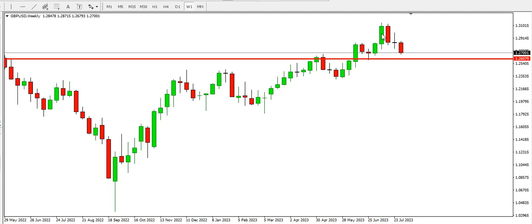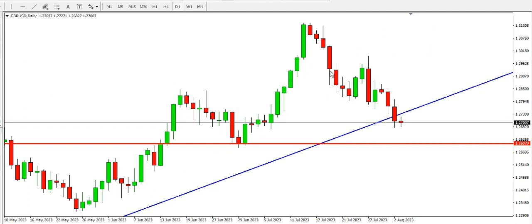GBPUSD, on the weekly time frame, we can see more like a tweezer top, more like a swing high. We have a swing low around here, and we have a swing high. So price might likely start to drop, but the overall direction for now is still bullish, but we already see a break of the trend line, suggesting that reversal has started on the weekly time frame for GBPUSD.